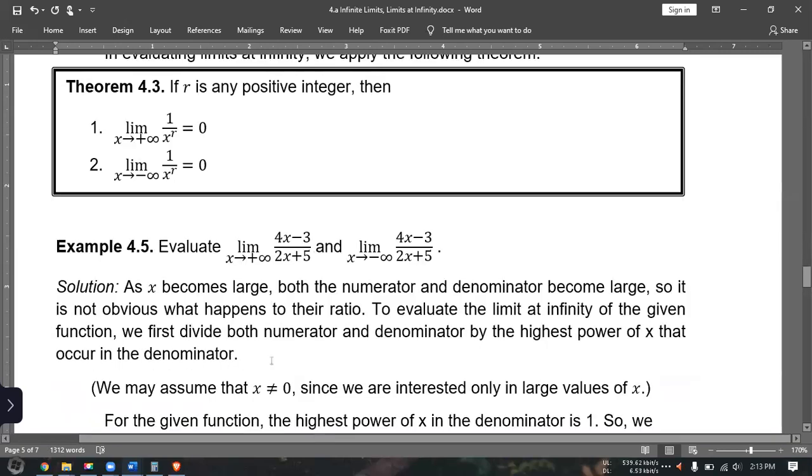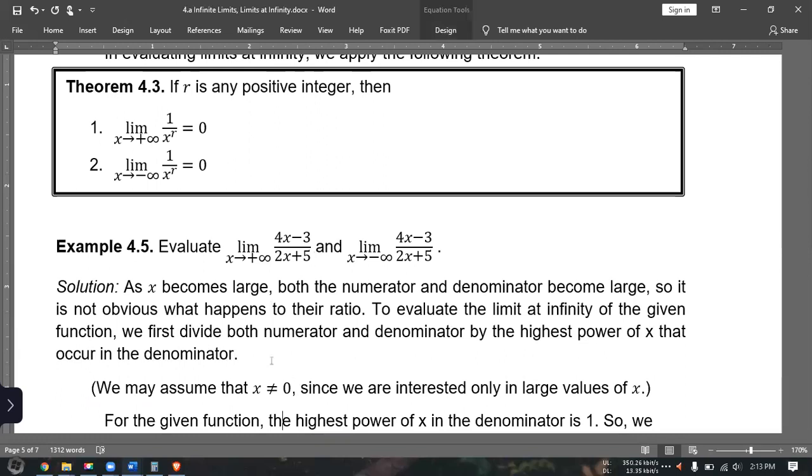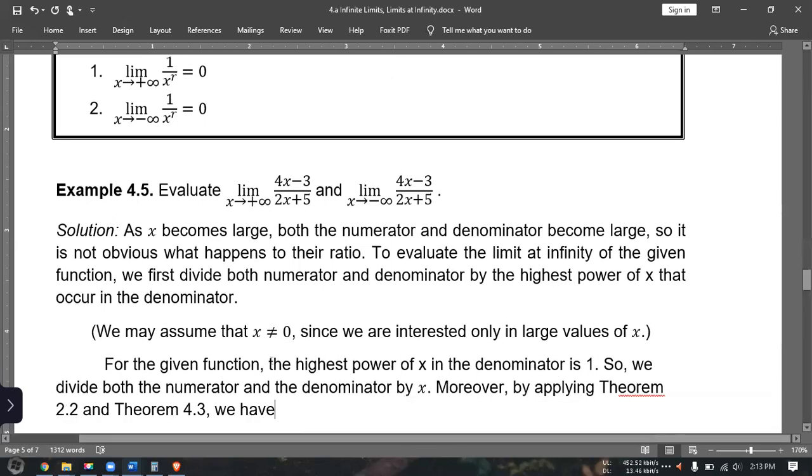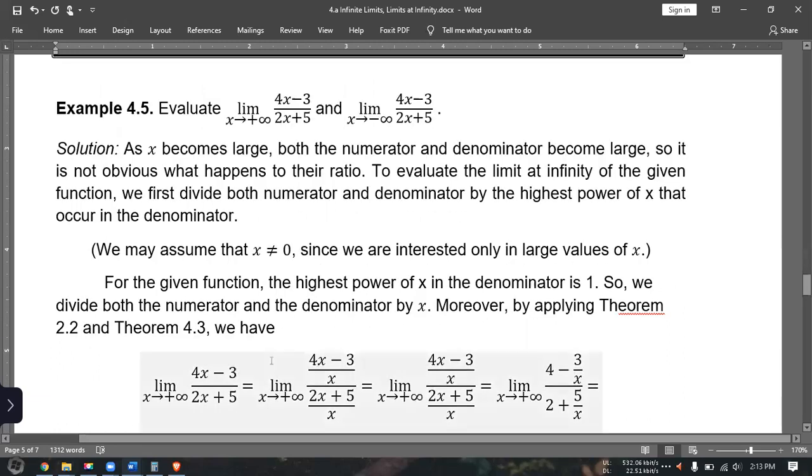We may assume that x is not equivalent to 0 since we are interested only in large values of x, since it approaches positive infinity, or increasing without bound. For the given function, the highest exponent of x in the denominator is 1, linear. So we divide both the numerator and denominator by x. Moreover, applying theorem 2.2 and theorem 4.3, theorem 2.2 is the limit of the quotient, where we have to evaluate the limit of our numerator divided by the limit of our denominator.